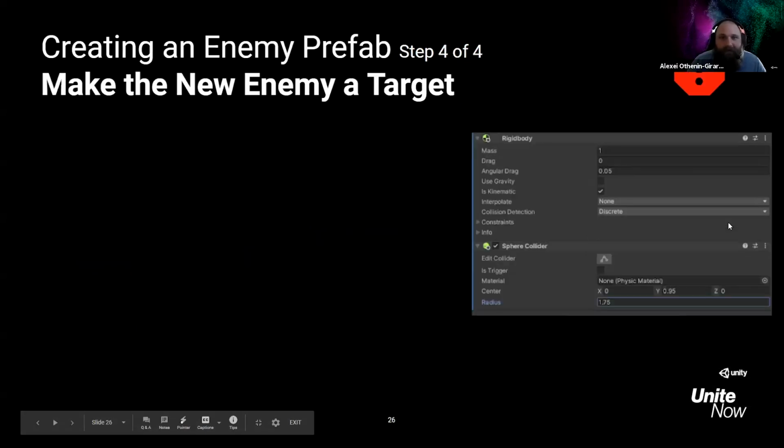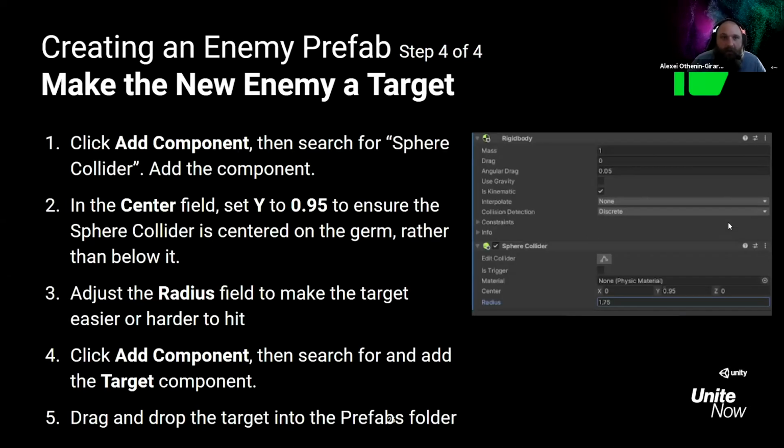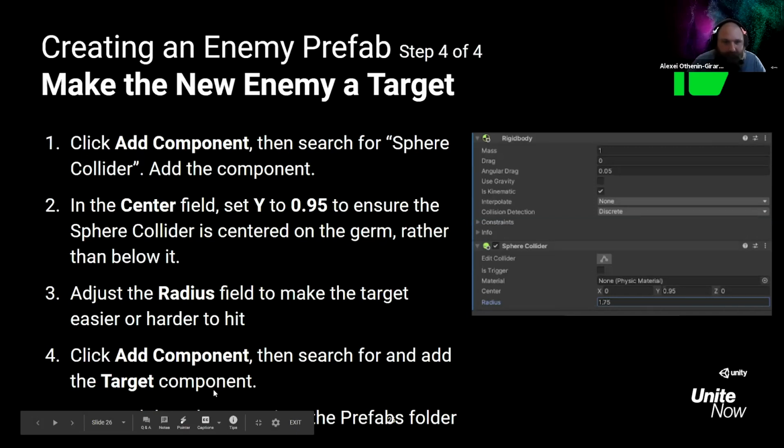Then once you've got that set up, now we need to make it a target. We want to add a sphere collider component in the add component menu. Move the center of the sphere collider so that it is set inside the object. Adjust the radius field so that it's a nice tight cage around the edge of the model. Add the target component, and then drag and drop the target back into the prefabs folder.